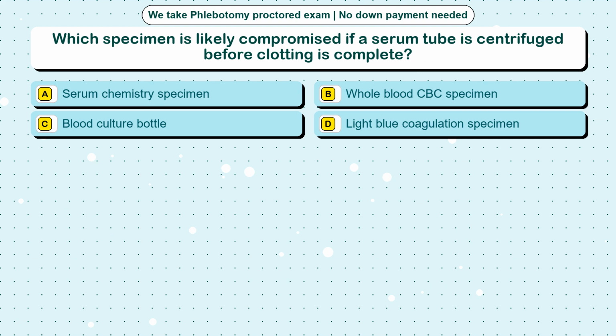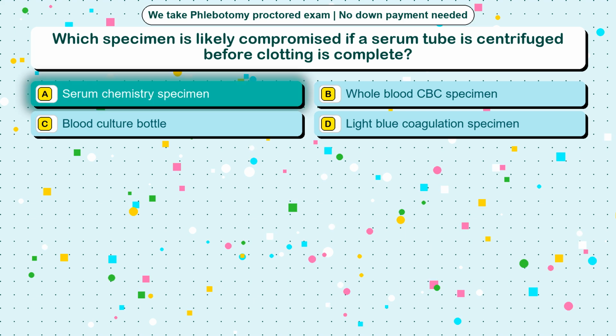Question 91. Which specimen is likely compromised if a serum tube is centrifuged before clotting is complete? Option A, serum chemistry specimen. Option B, whole blood CBC specimen. Option C, blood culture bottle. Option D, light blue coagulation specimen. The correct answer is option A, serum chemistry specimen.